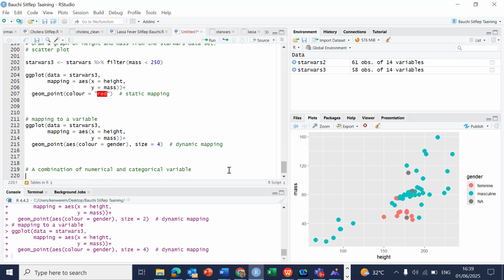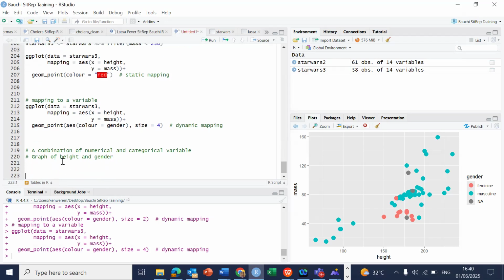So what we say about a numerical and categorical variable is that when you have a numerical and categorical variable, you draw the graph of the numerical variable and then you disaggregate by the categorical variable. So let's assume now we want to draw the graph of height and gender.